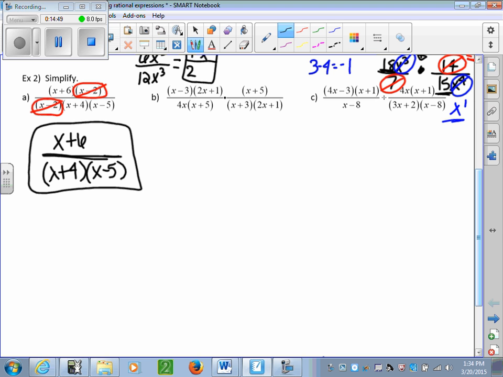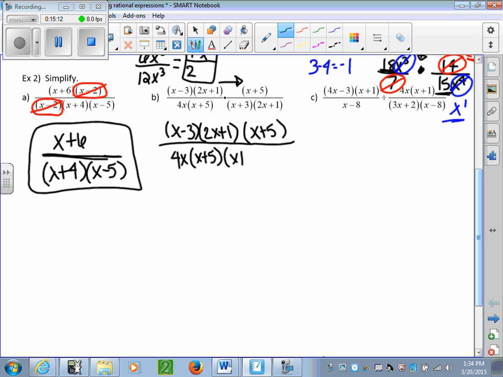Okay, then let's go into B. Remember, I multiply straight across. So I have x minus 3, 2x plus 1, times x plus 5, all in my numerator, multiplying straight across here. And then I get 4x times x plus 5 times x plus 3 times 2x plus 1 in the denominator, multiplying straight across. Okay? So now I'm looking for things that cancel between my numerator and denominator.